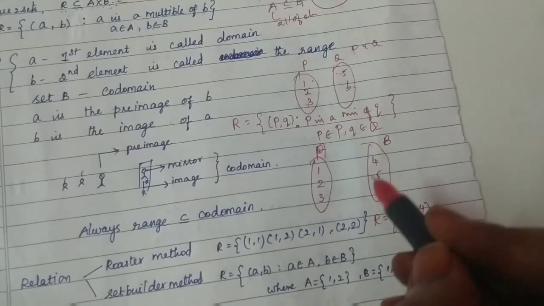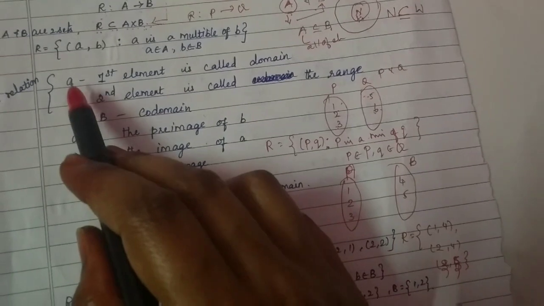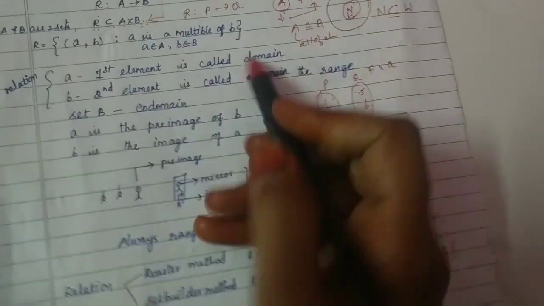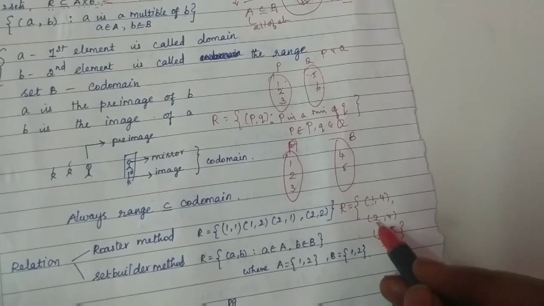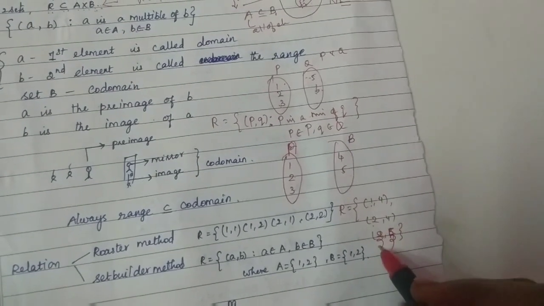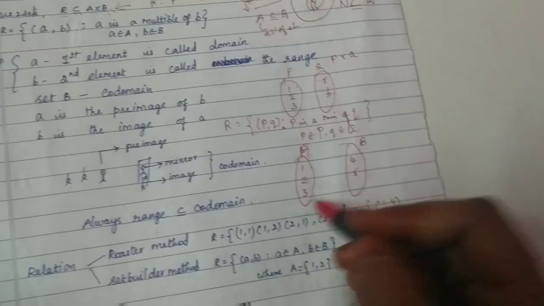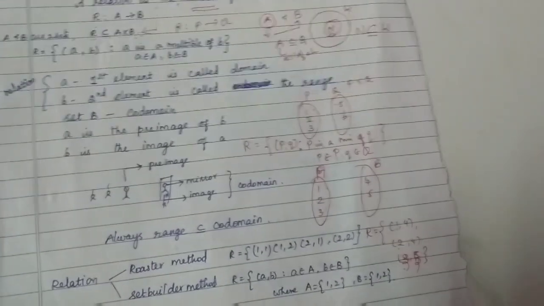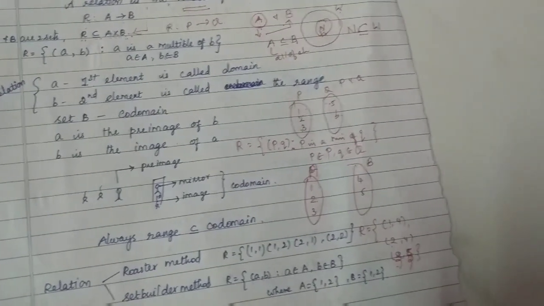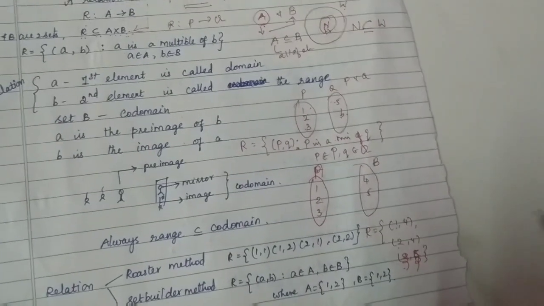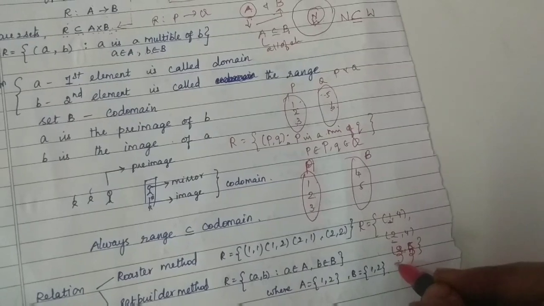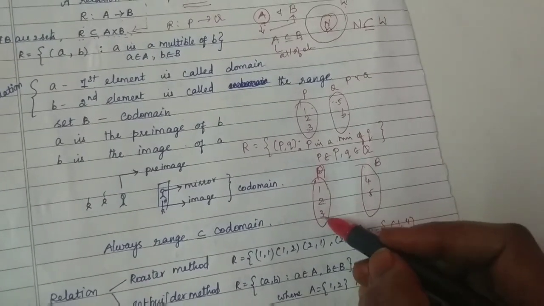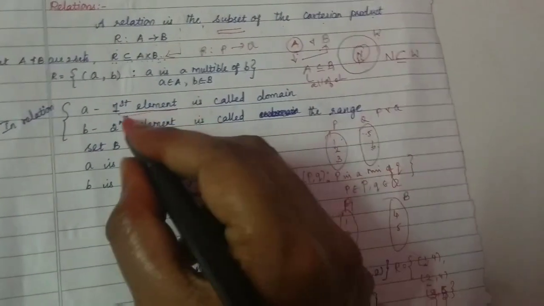Now we are going to tell what the domain is. I am telling you, the first element is called the domain. In the ordered pairs, what is the first element? 1, 2, 3. That is said to be the domain. The first element of the given set in the relation is said to be the domain. Domain is nothing but the first element which is present in the relation. Therefore, 1, 2, 3 is nothing but the domain.